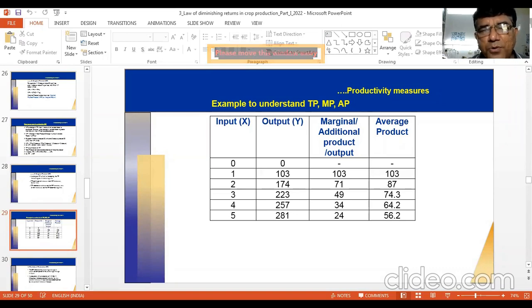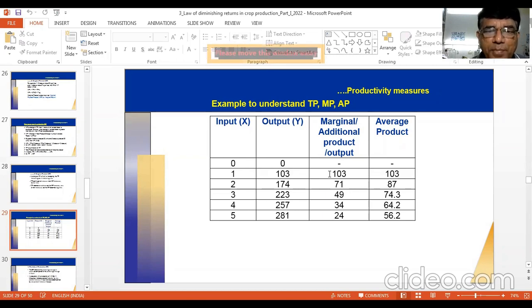And then MP, how to calculate the MP? When there is no input, there is no output and there is no marginal product. So here MP is also 0. In place of the dash, you can see MP is 0. Now you come to column number 2. If you want to calculate the marginal product from 0 unit to 1 unit, you have increased the value of X from 0 to 1. So the difference is 1 unit, and the difference of 103 minus 0 will give you the marginal product of unit 1. So it is directly 103.